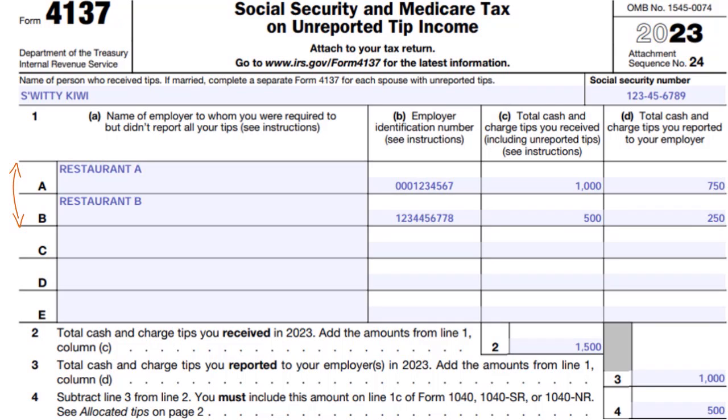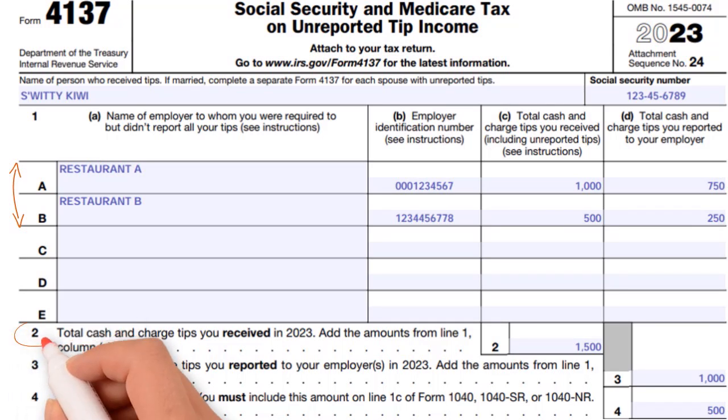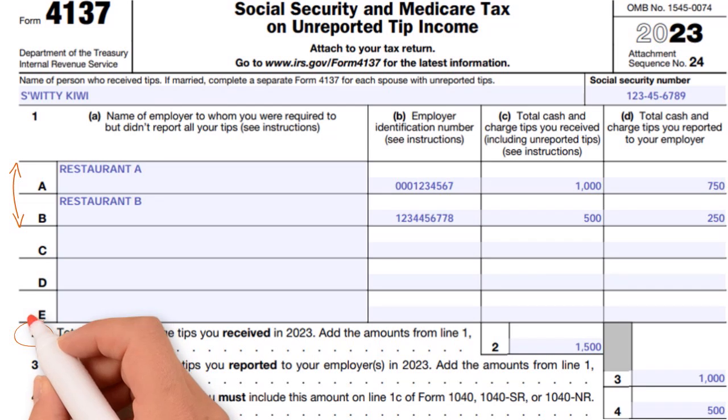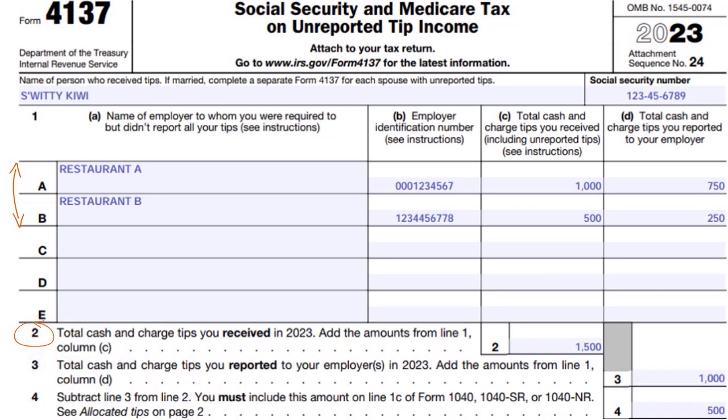So if you follow the math here on line 2, when you add 1,000 plus 500, you have 1,500. And line 3, you have $1,000. That's the amount that you reported to your employer. And if you follow the math here, line 4, you have 500. So when you subtract 1,000 from $1,500, you have $500.